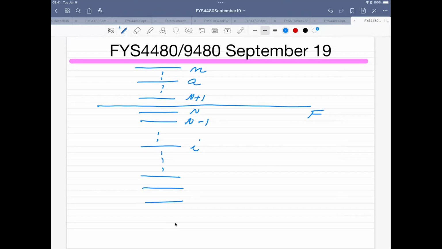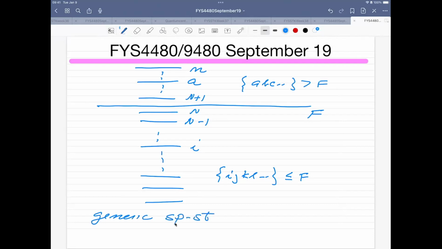So what we did then was to label states like I, J, K, L as states below the Fermi level. And then we have A, B, C, something. These are states above the Fermi level. And then we have a generic single particle state, which we label with the letters P, Q, R, S, etc. Now, when we have more than 4 or 5 particles, we will often put a subscript here. So we will have I1, I2, I3, etc., because we are quickly running out of letters.